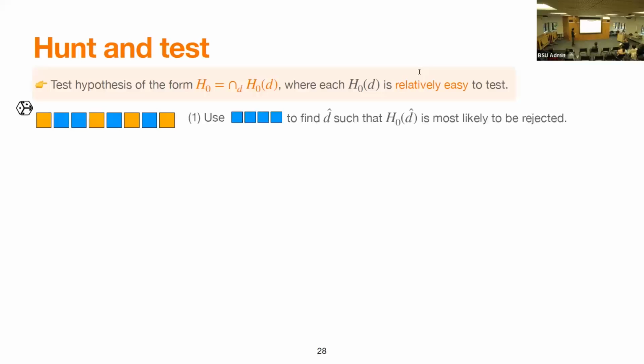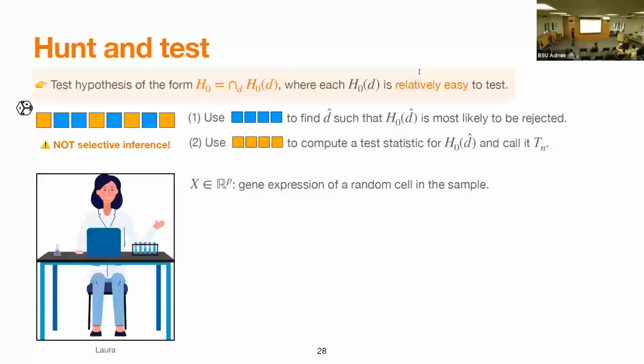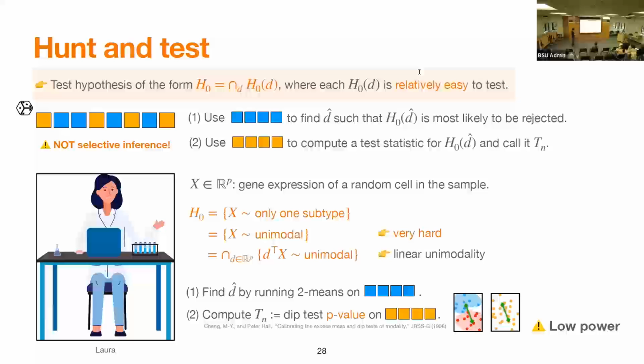So the Hampton test, okay, this is a fairly general strategy for testing what I call the conjunction hypothesis, the null hypothesis an intersection of simpler hypotheses indexed by little d. Basically, you want to do data splitting: split the data, use one half to find the direction d, and use the other half to test along the found d. In Laura's example, I split the data, use clustering to find the direction, and use the other part to test univariate unimodality along the direction.